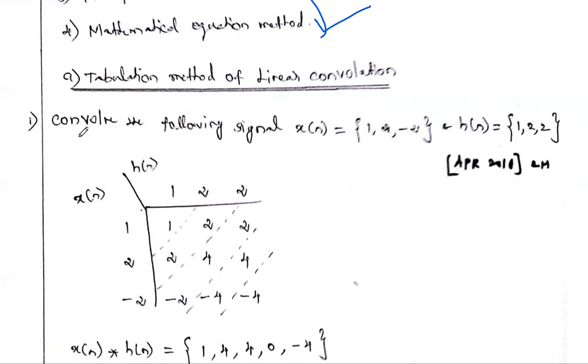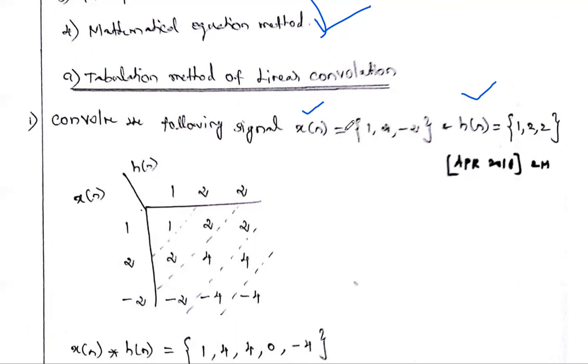See the first question: convolve the following signals, x of n equal to 1 comma 2 comma minus 2 and h of n equal to 1 2 2. The two signals are given, and convolve means we have to perform the convolution process. First you should note whether the given signal is a continuous time signal or a discrete signal. Here the given signal is a discrete signal.